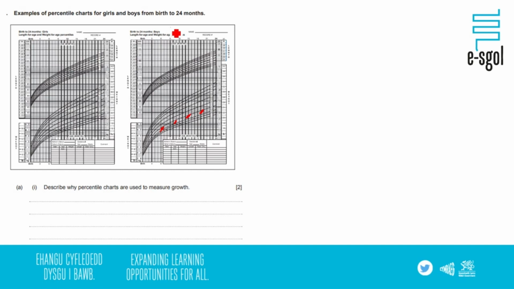Okay, at the top we can see that this is the diagram for the boys compared to this one for the girls. And again, if you look at what I would call the rainbows going across, okay, we can see then that they're slightly different. Okay, so percentile charts are used to measure growth, I would say, because we want to see whether they are following an expected pattern.